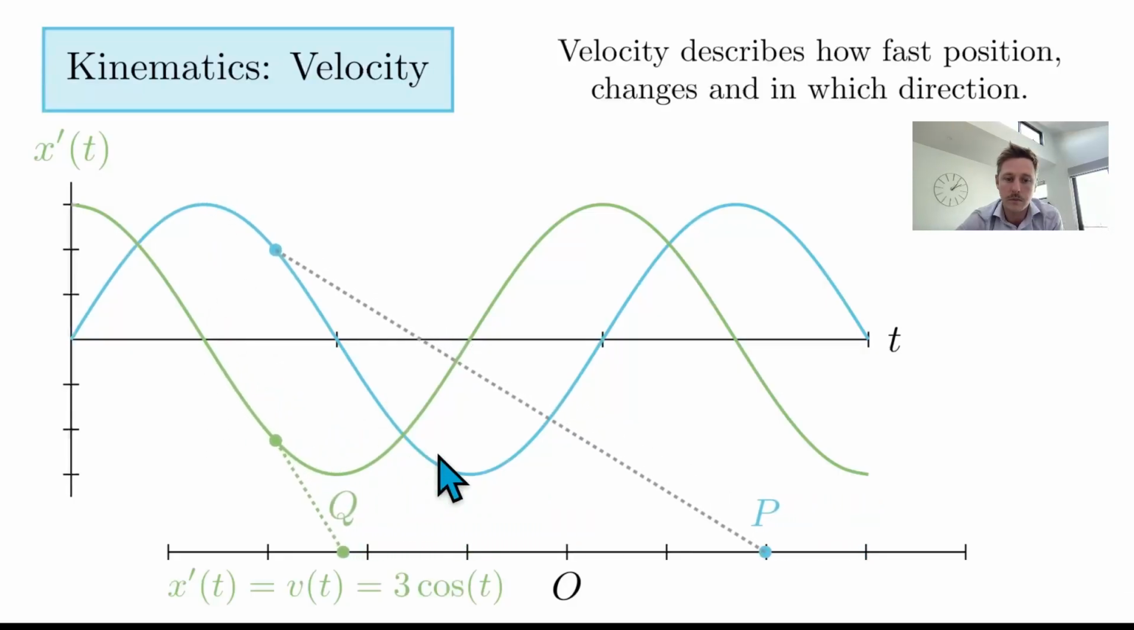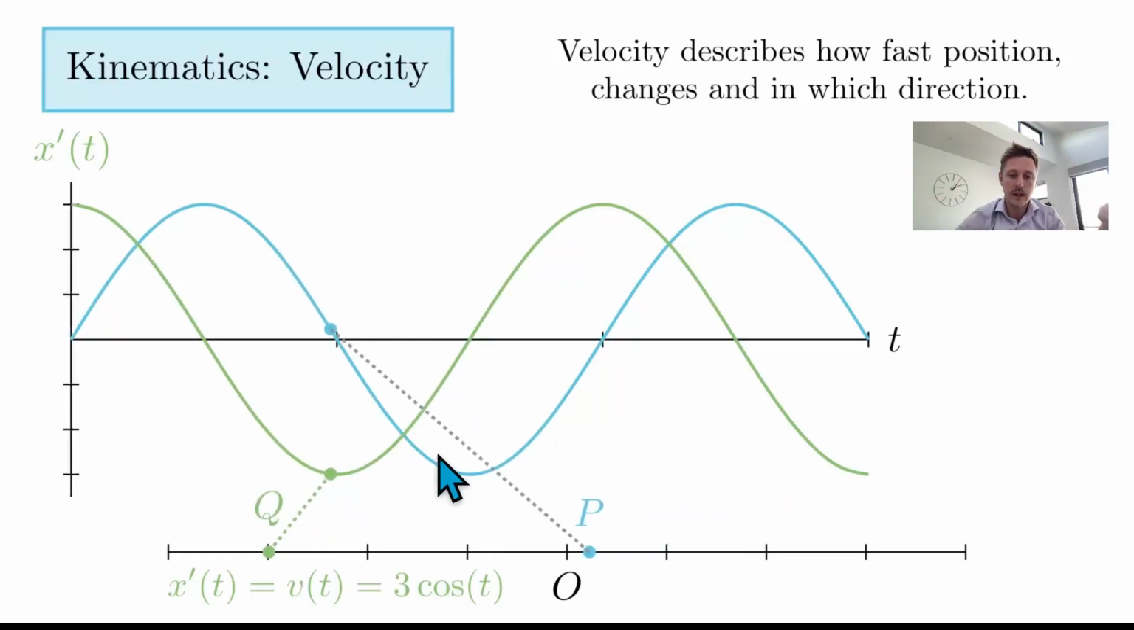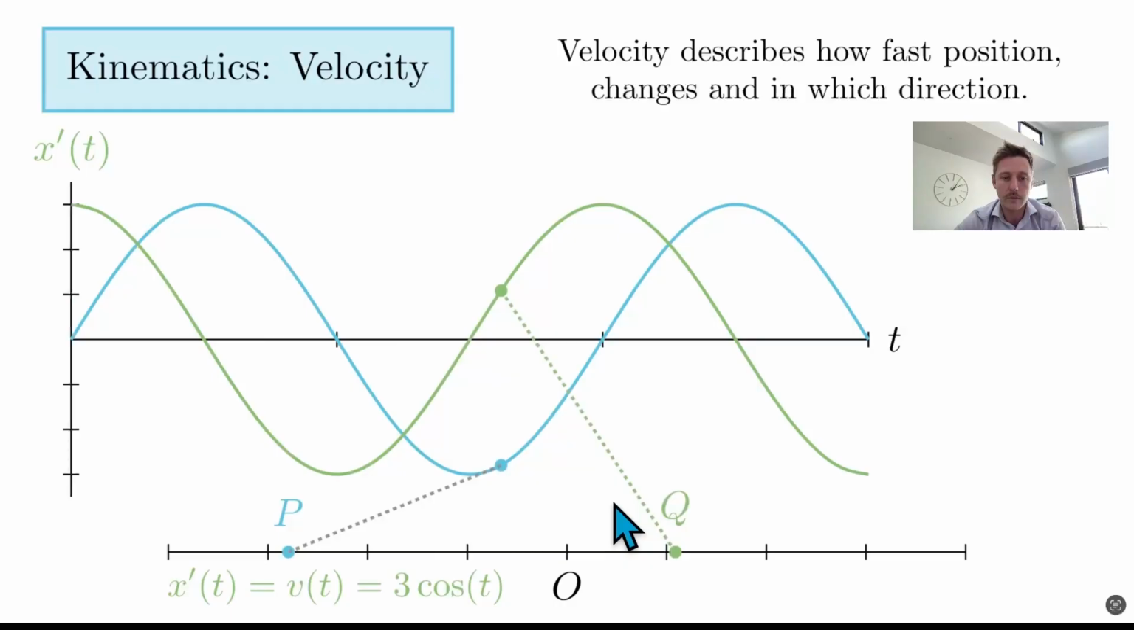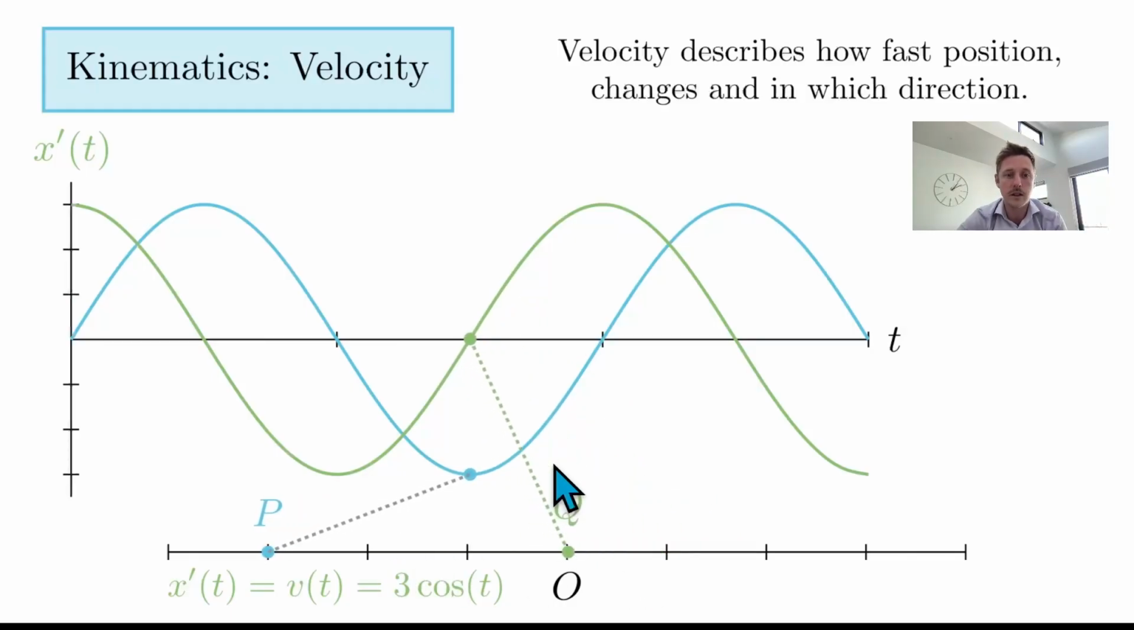As P moves to the left, we get a velocity of -3. And that should make sense. It's moving to the left. So if we just let that play a little bit, it's moving to the left. And then when P starts to move to the right, the velocity becomes positive again.